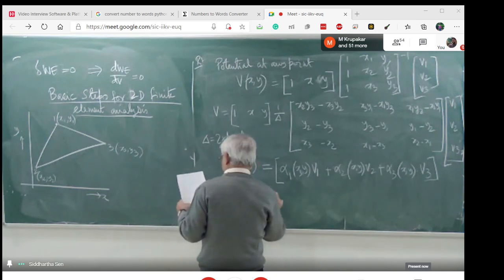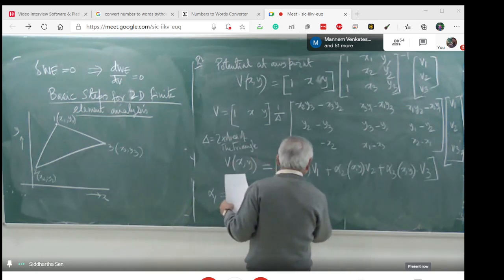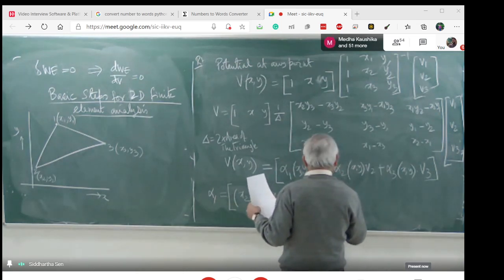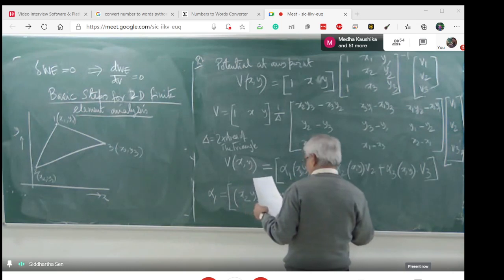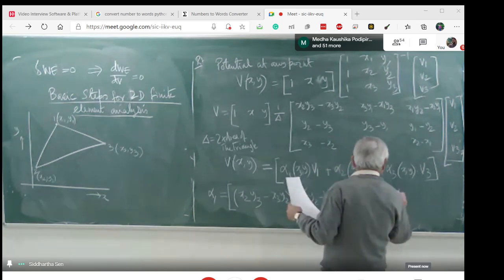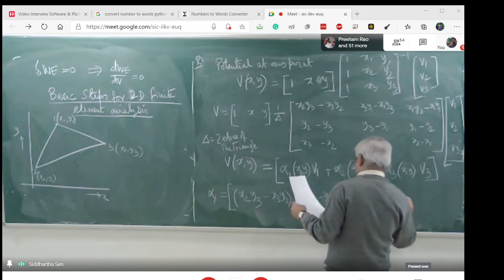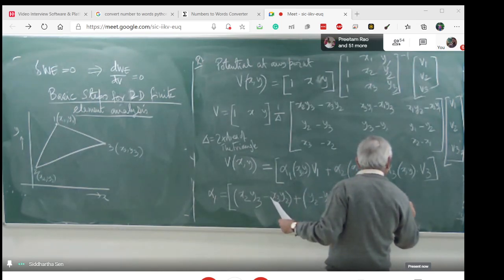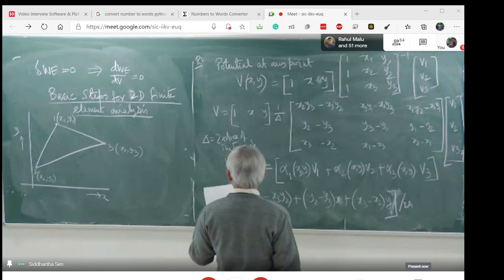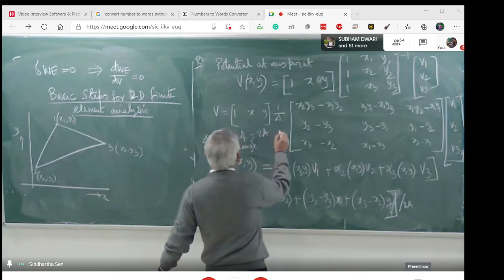X2, Y3 minus X3, Y2 plus (Y2 minus Y3) into x plus (X3 minus X2) into y, close bracket, divided by 2A. That 2A is the area of the triangle. So basically it is 2A. Okay.